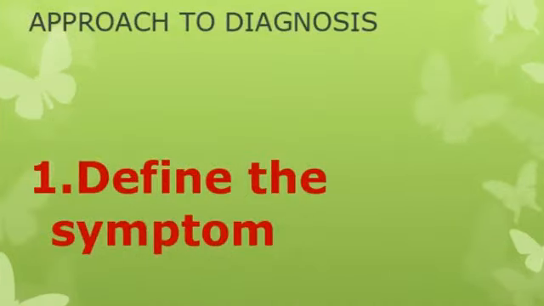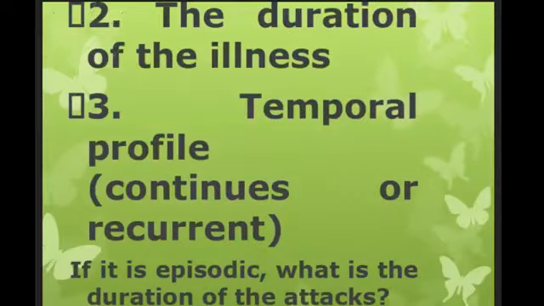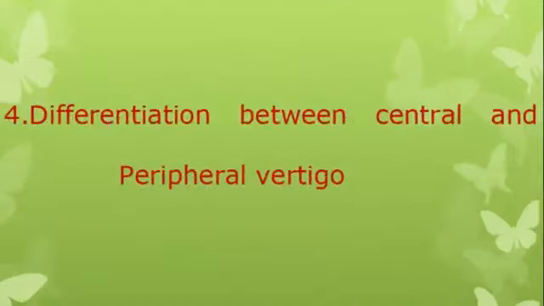Approach to the diagnosis of vertigo. First of all, define the symptom. Vertigo is typically described as spinning, rotating, or moving. It is a false perception of movement, either of the patient or of their surroundings. Second, the duration of the illness. Third, temporal profile: continuous or recurrent. If it is episodic, what is the duration of the attacks? Fourth point is the differentiation between central and peripheral vertigo, which leads us to the anatomical diagnosis.